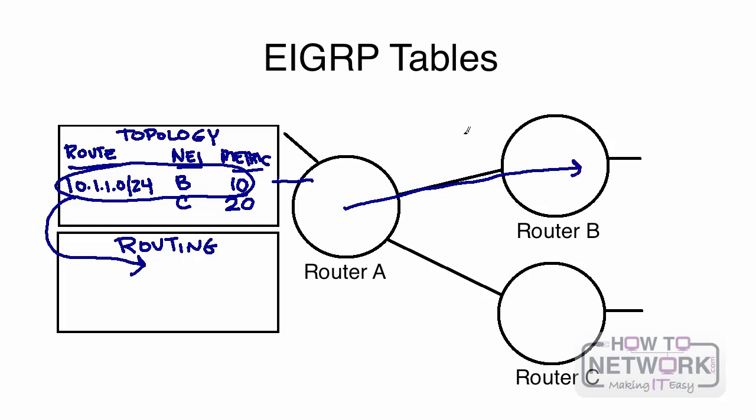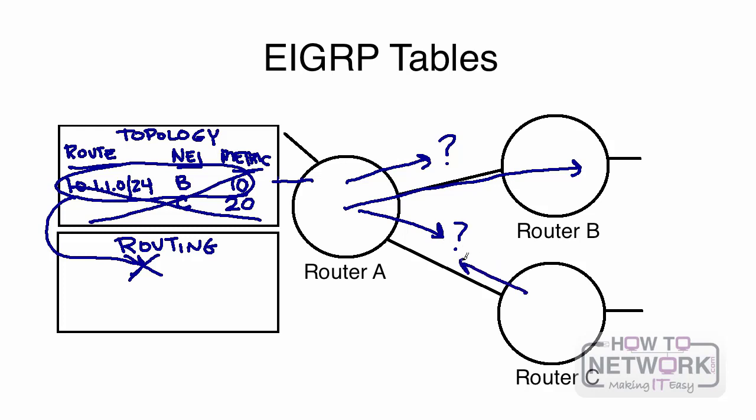So as we can see, it's going to choose the path out to router B. Now, what happens if this route information is lost and router A no longer learns about this route from router B or from router C and it gets flushed? Well, router A is going to send a query to router B and to router C asking, do you know about this route? Because I've lost it and I'm hoping you have information on it.